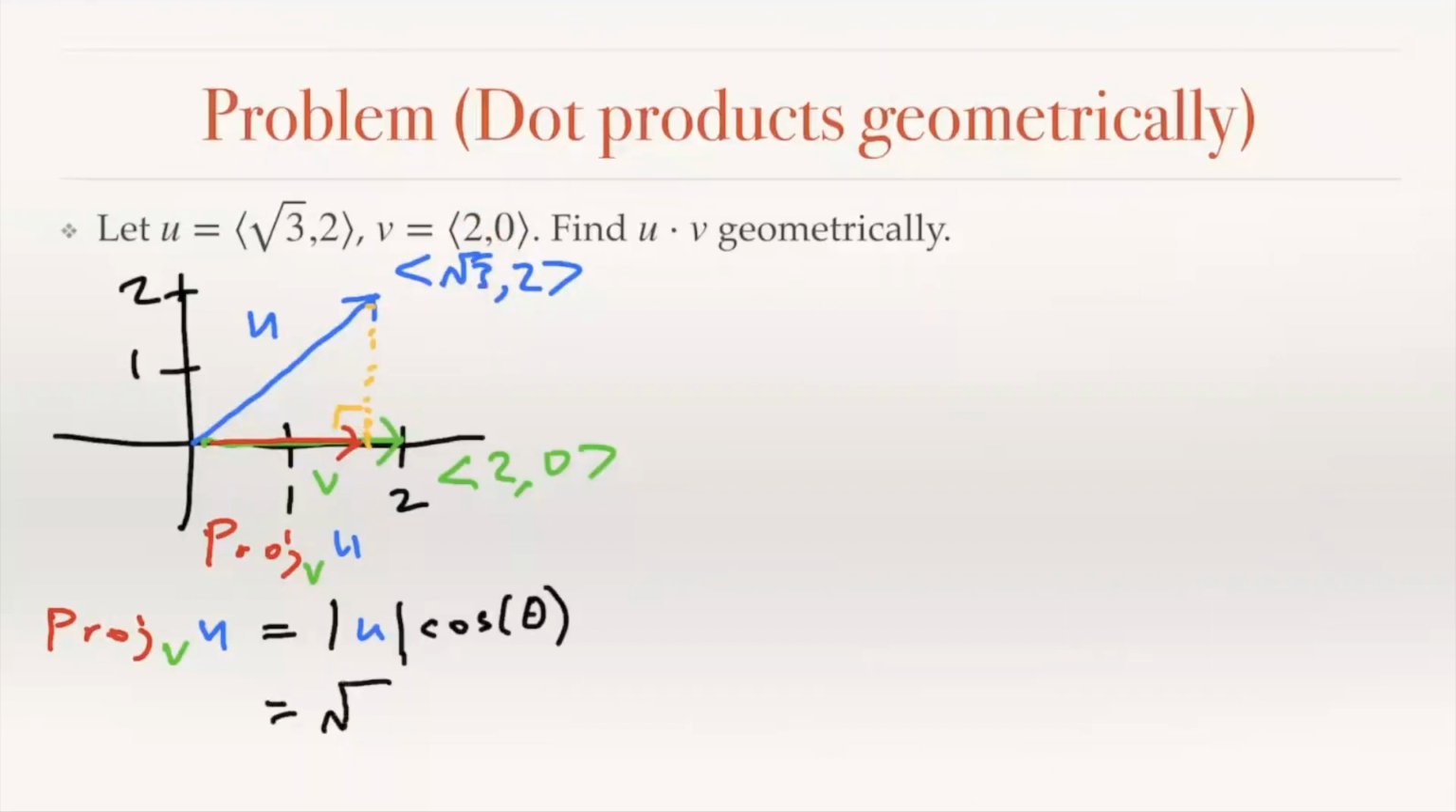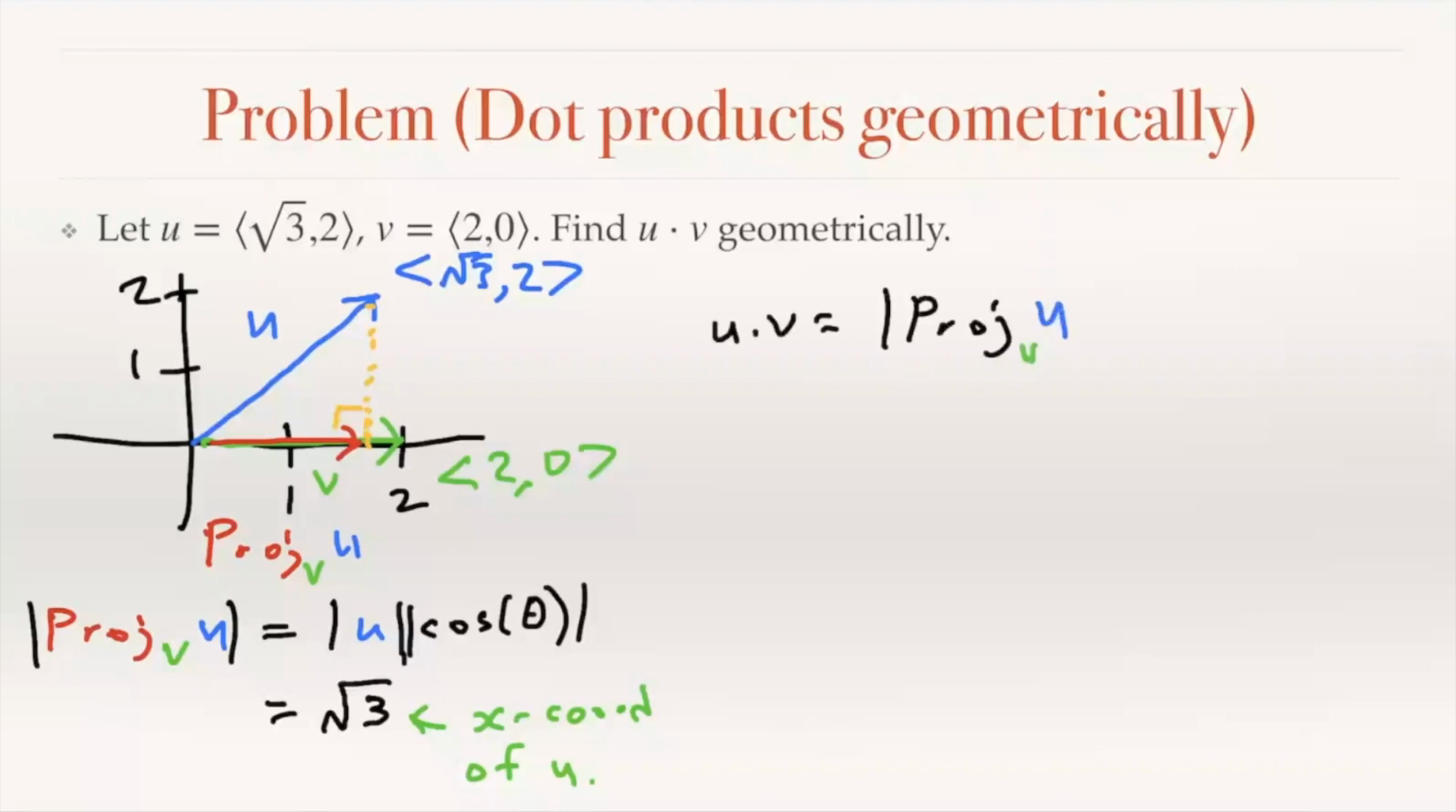So this is root 3 in magnitude, and the angle is acute, so there is no negative sign, it's positive. Again, this is just the x-coordinate of u. And in general, it's not going to be the x-coordinate of u if v does not lie on the x-axis, but in this case, v lies on the x-axis. Okay, so u dot v is the magnitude of the projection of u onto v times the magnitude of v. But v is, as you can see, simply of magnitude 2. It's of length 2. So we have root 3 times 2, which is 2 root 3.